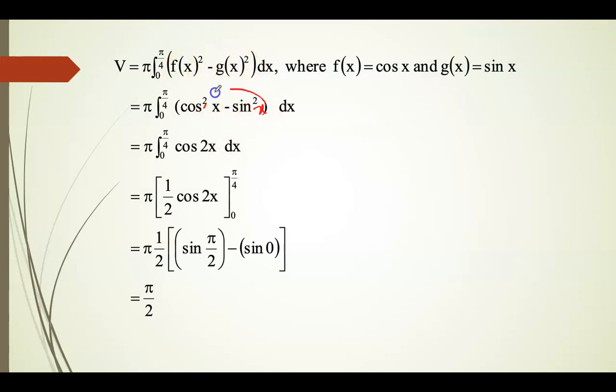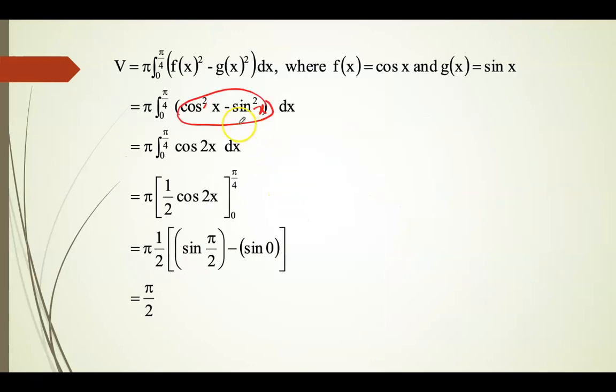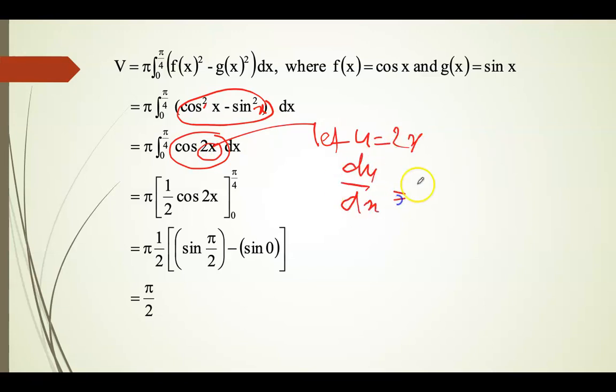Since the square here is hard to deal with, the question already said that you should be using this identity. So use that identity and change it into 2x. Now for this 2x, you let u equal 2x, du over dx equals 2. Substitute that and you get 1 over 2 sine 2x from 0 to pi over 4. So the 1 over 2 goes out. Then you get your final answer.